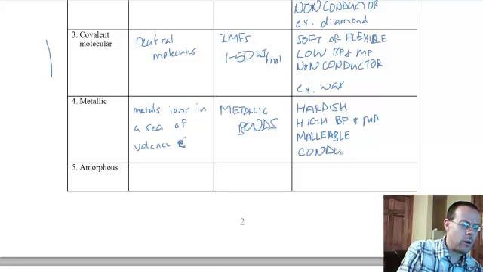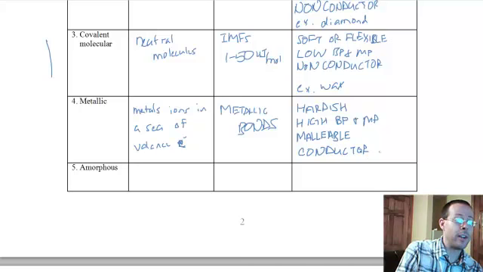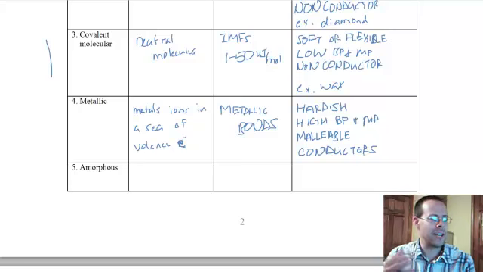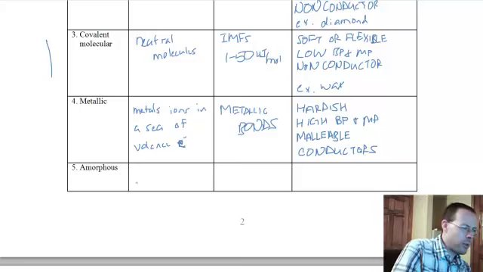Okay, so we might say that our covalent moleculars are malleable. They're soft or flexible, but they're non-conductors, where metallic bonds are conductors, and yet they're still malleable. And then amorphous just means not or against, the Greek prefix. Morph is shape, so it's kind of things without shape.